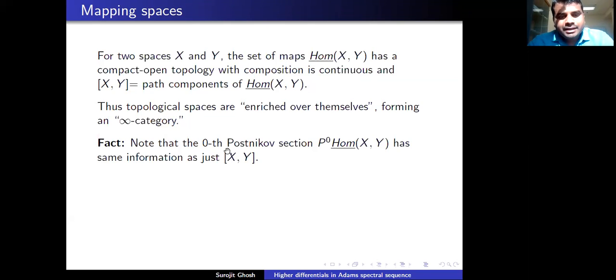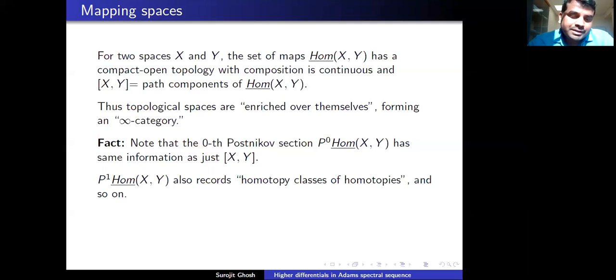The fact is, if you compute the zeroth Postnikov section of the mapping space like this, it will kill all the homotopy groups after dimension zero, as you have seen. That means it gives you only the path component data of this topological space, which is nothing but the homotopy classes of maps. Second, if you want to understand the first Postnikov section of this mapping object, that is nothing but the homotopy classes of homotopies, and sometimes we call these tracks. So P1 encodes the information about tracks.